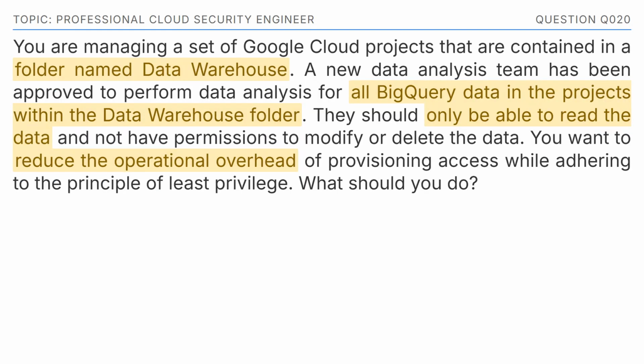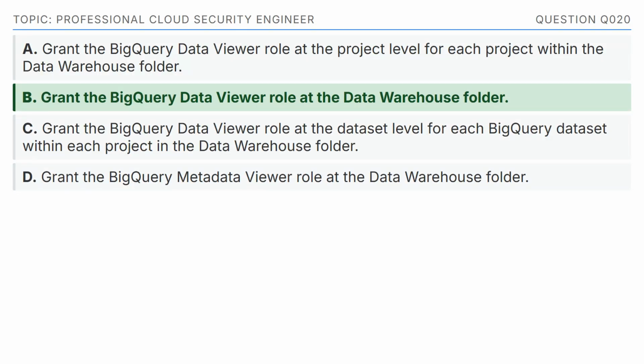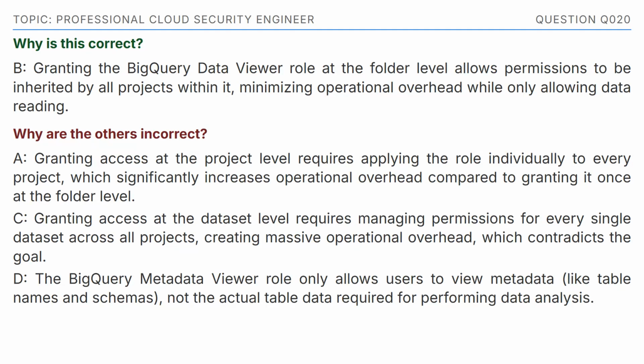To arrive at the correct answer, we focus on the keywords: folder named Data Warehouse, all BigQuery data in the projects within the Data Warehouse folder, only be able to read the data, reduce the operational overhead. The correct answer is option B, grant the BigQuery data viewer role at the Data Warehouse folder. Why is this correct? B. Granting the BigQuery data viewer role at the folder level allows permissions to be inherited by all projects within it, minimizing operational overhead while only allowing data reading.